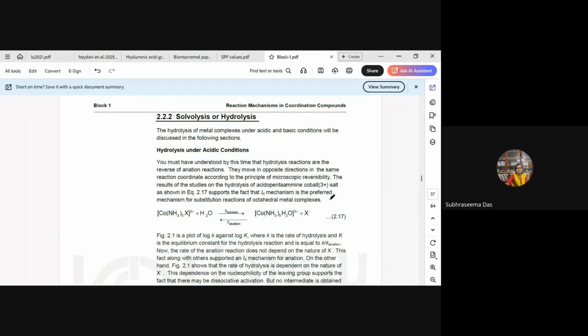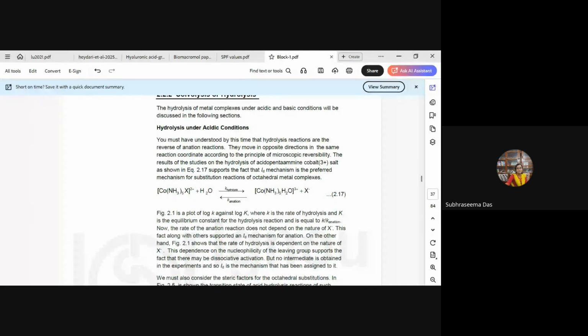Then there is hydrolysis. The hydrolysis of metal complexes under acidic and basic conditions is discussed here. So hydrolysis can occur under both conditions, either acidic or basic. We have understood by this time that hydrolysis is the reverse of anation. Anation means addition of an anion. So the anation and hydrolysis reactions go in different directions.